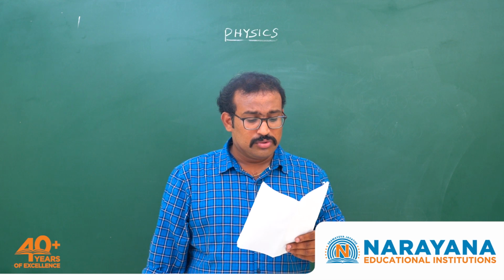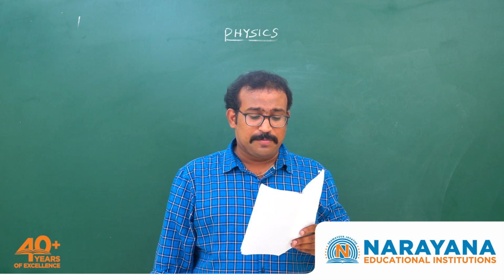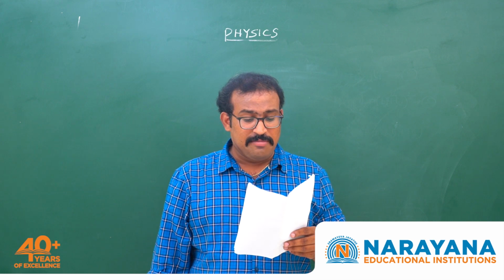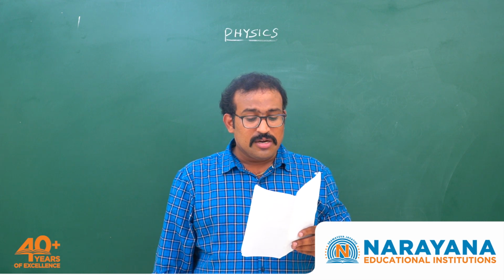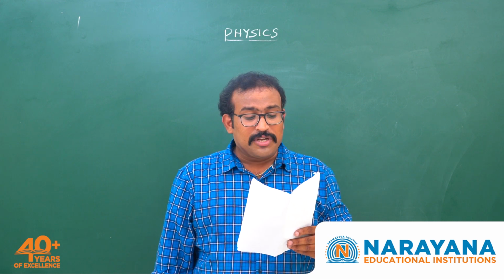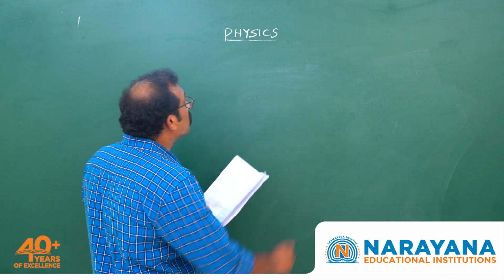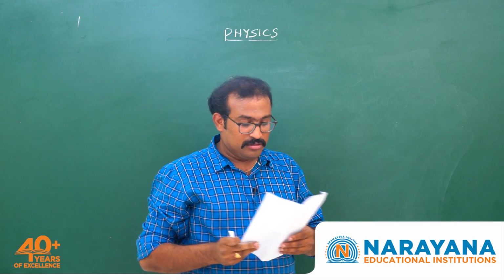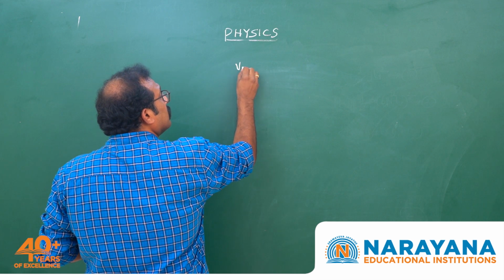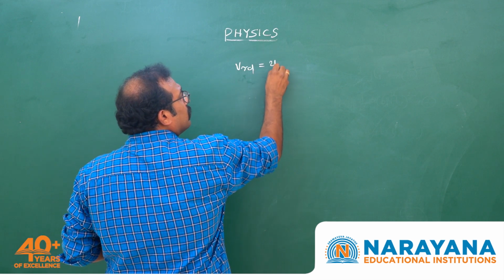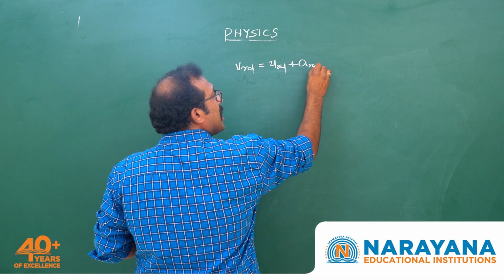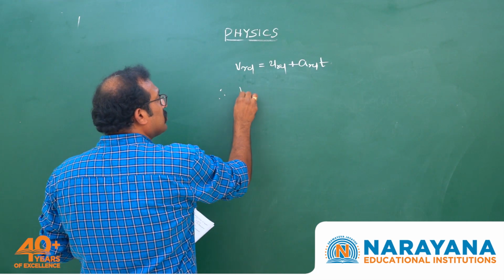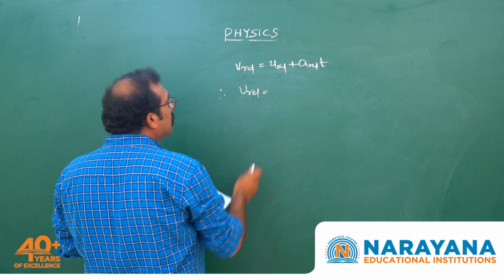A man in a balloon throws a stone downwards with a speed of 5 meters per second with respect to the balloon. The balloon is moving upwards with a constant acceleration of 5 meters per second square. Then the velocity of the stone relative to the man after 2 seconds is. This question is very easy when we use the concept of relative velocity. So after a time t, the relative velocity is equal to u relative plus a relative into t. So therefore, we simply write v relative is equal to u relative.